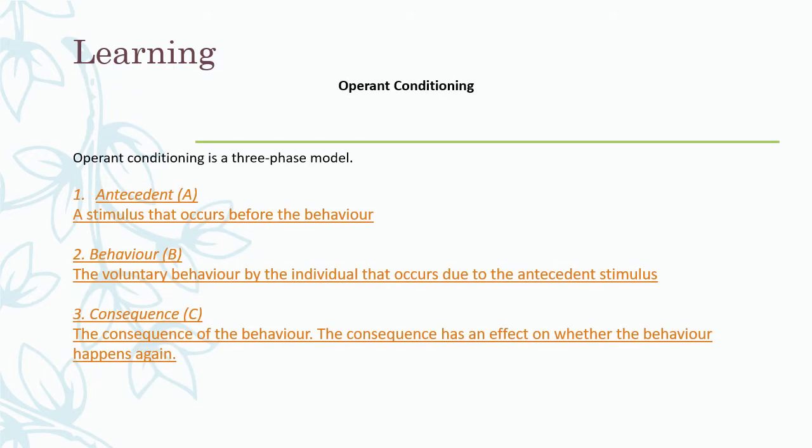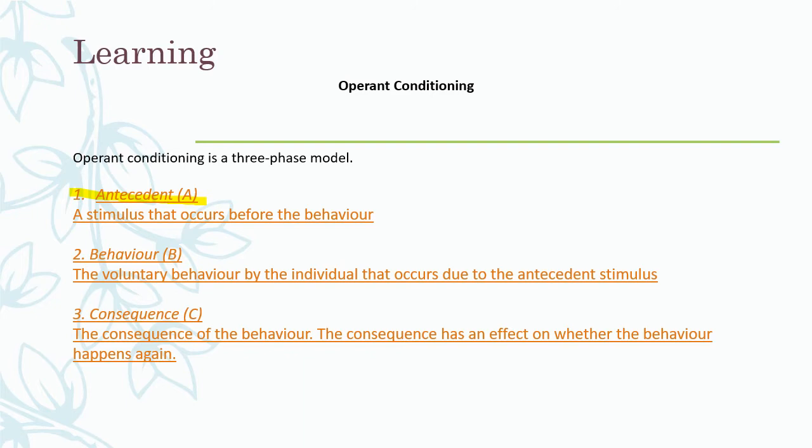Now, the three-phase model of operant conditioning, and this comes up quite a lot on exams, so make sure that you understand what it is. So the antecedent is a stimulus that occurs before the behavior. An example could be, I've asked Johnny to mow my lawn. So that would be the antecedent.